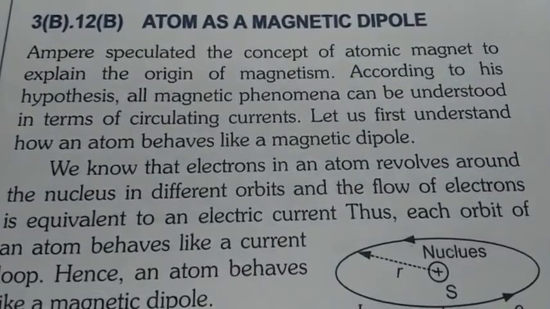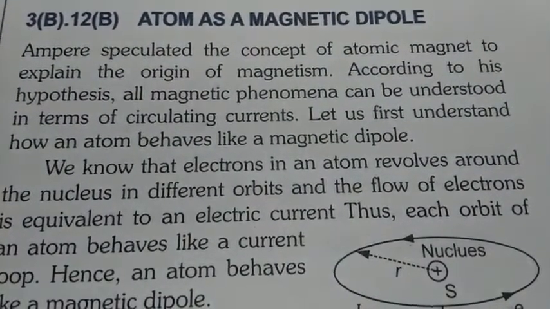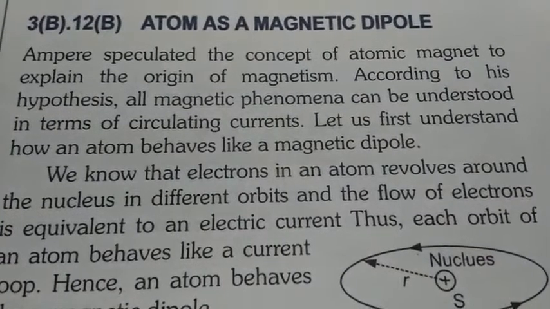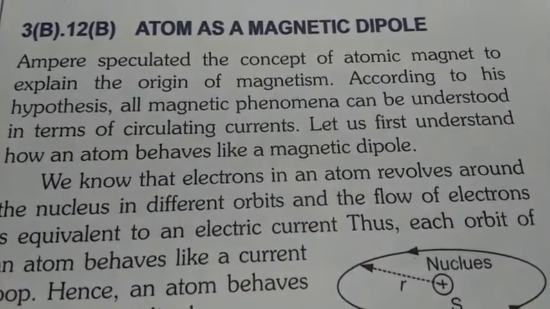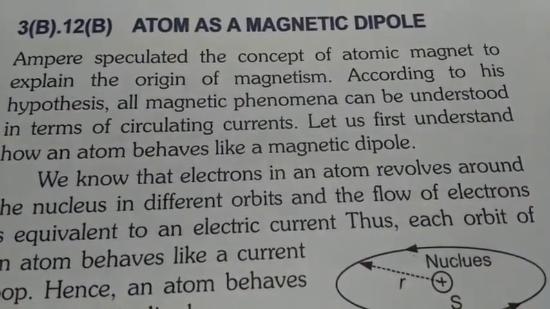Now our next topic is atom as a magnetic dipole, or we can also say that a revolving electron also behaves like a magnetic dipole.